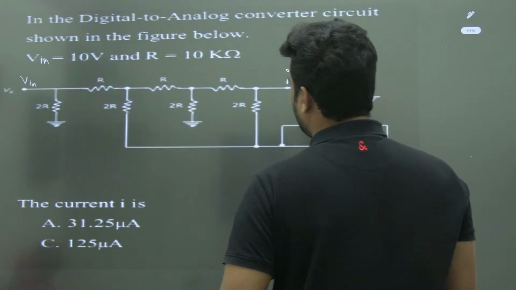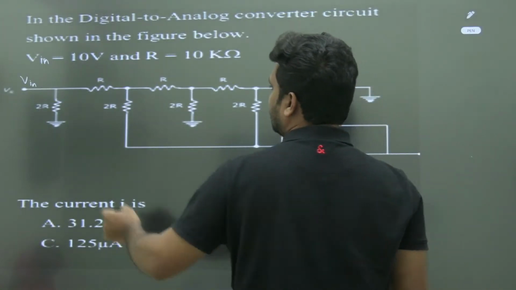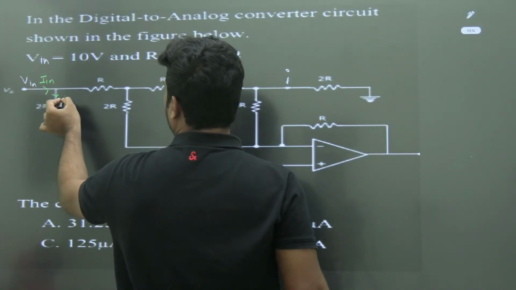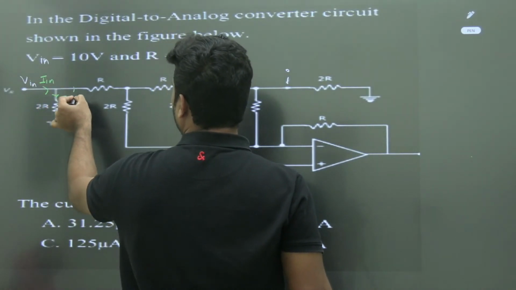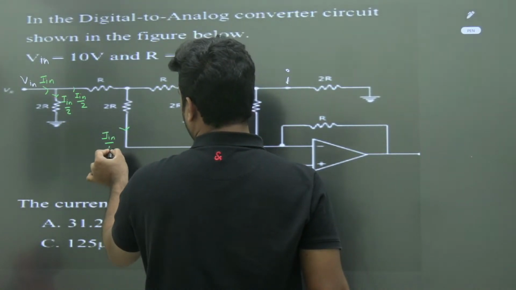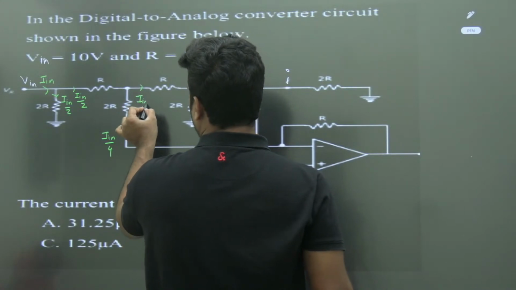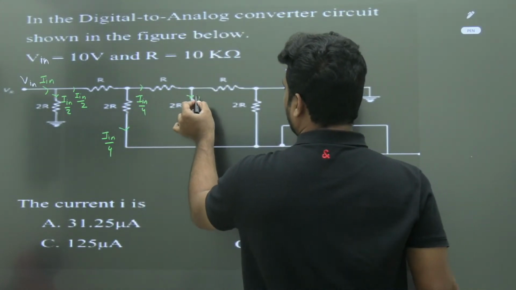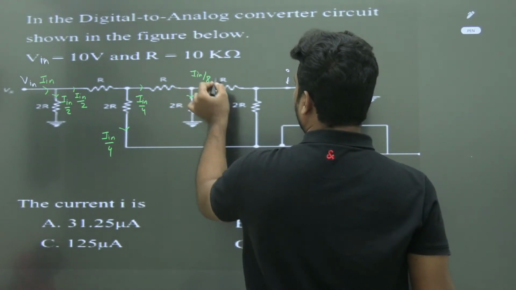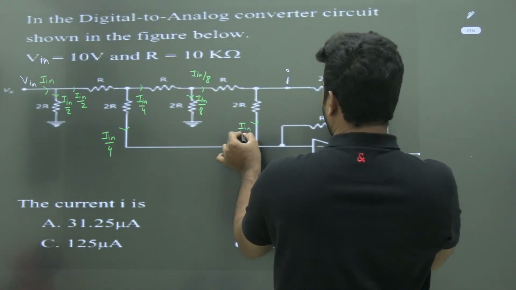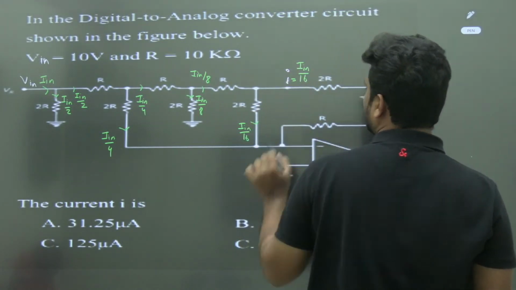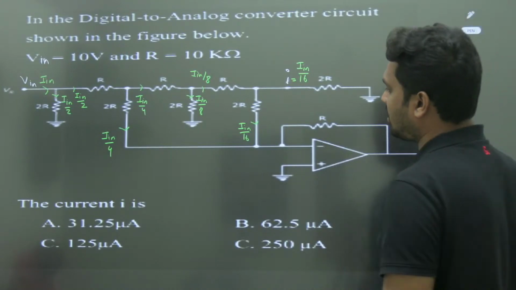Here, firstly, what is the current we are getting? Let's take I in. So you get I in by 2 here, I in by 2 here. You get I in upon 4 here, I in upon 4 here. You get I in by 8 and I in by 8. This will be I in by 16. So this will be I in by 16. So what is your I in?